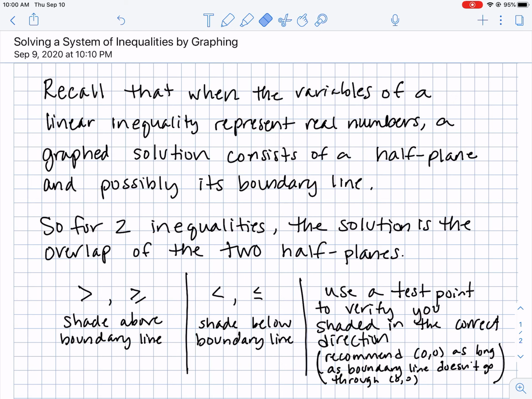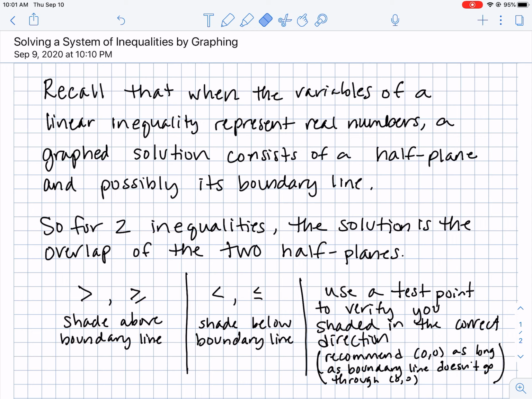Hey guys, this video is about solving a system of inequalities by graphing. And when I say graphing, that means by hand. So one of the things that I want you to be able to do is graph it by hand, but then also check it with a calculator. So in a different video, I will show you how to graph using a TI-84.